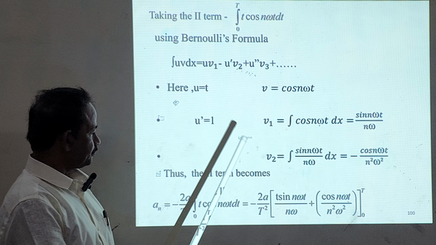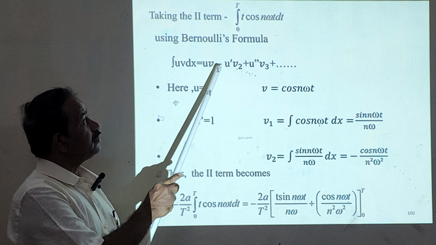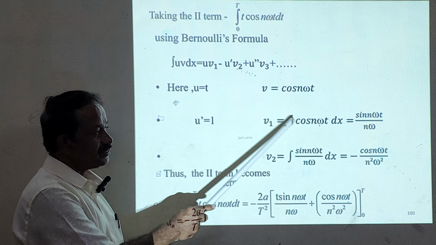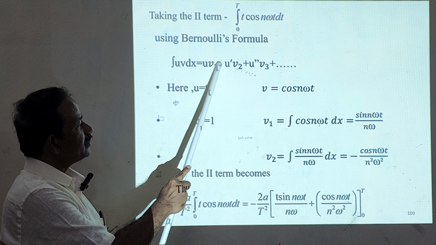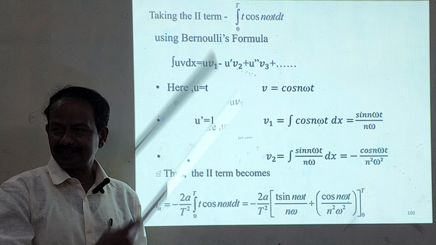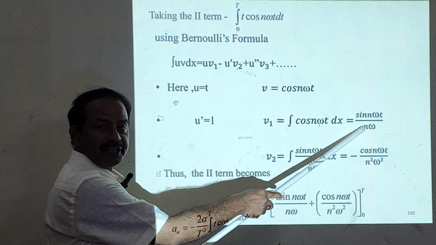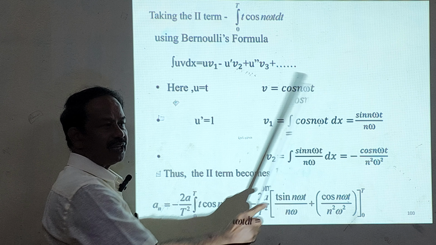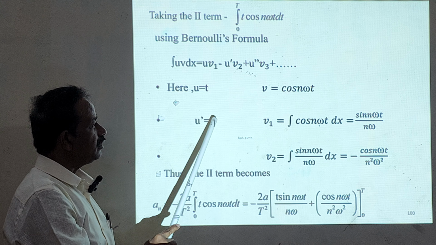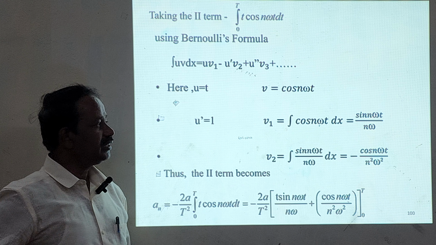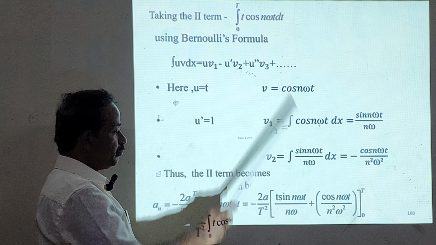Now you have to use Bernoulli's formula. Bernoulli's formula is u v1, so you multiply this and this. Second one will be minus. You multiply this and this, the second term. It's easy to remember. You multiply t by sin n omega t by n omega. That will be the first term. And the second term will be with a minus sign. You multiply 1 by minus cos n omega t divided by n omega, with the limits. That's all.